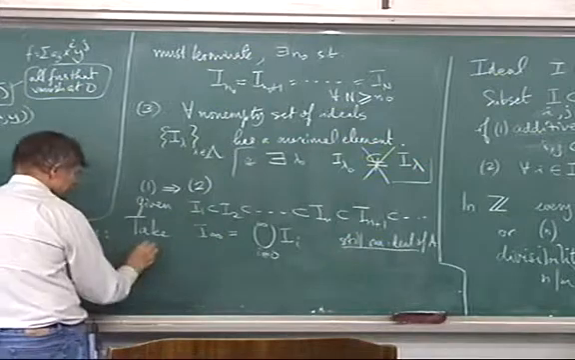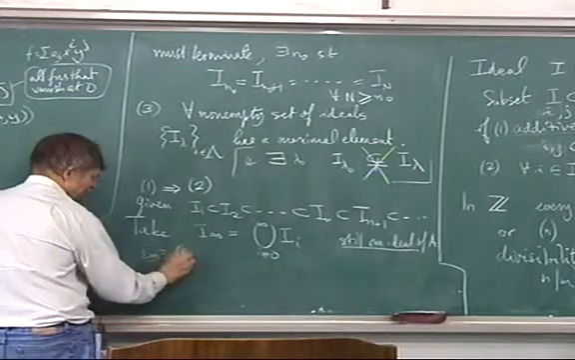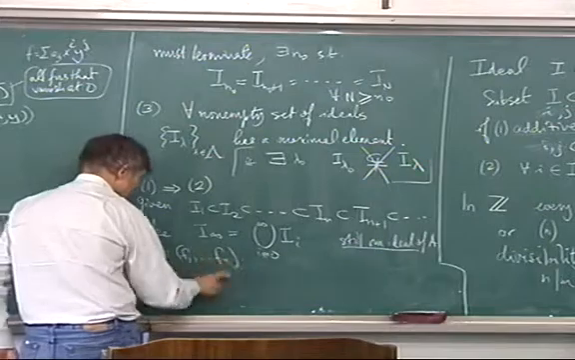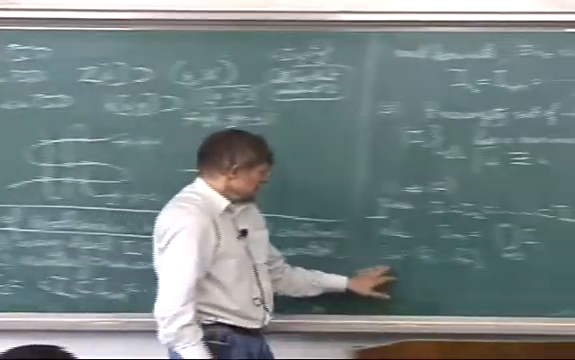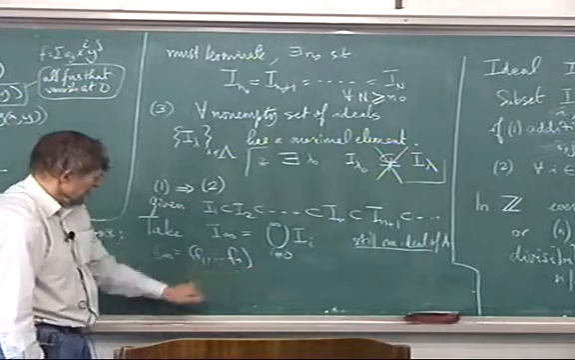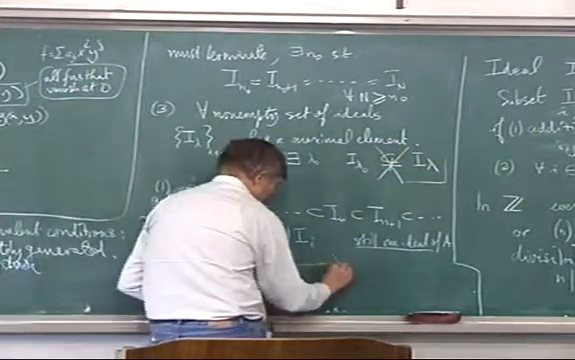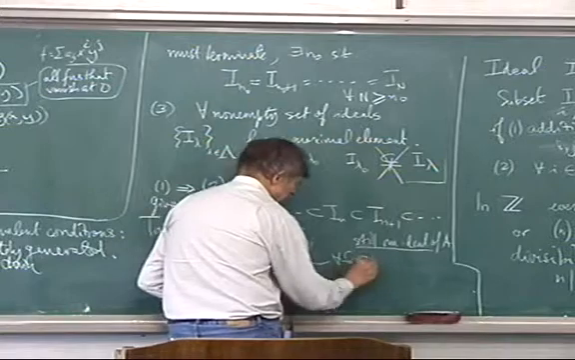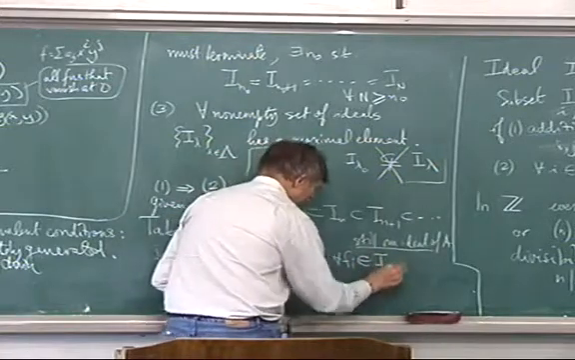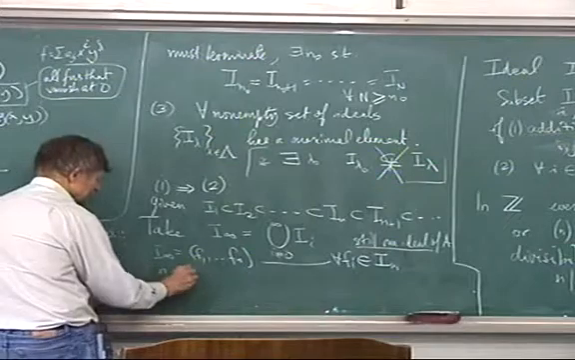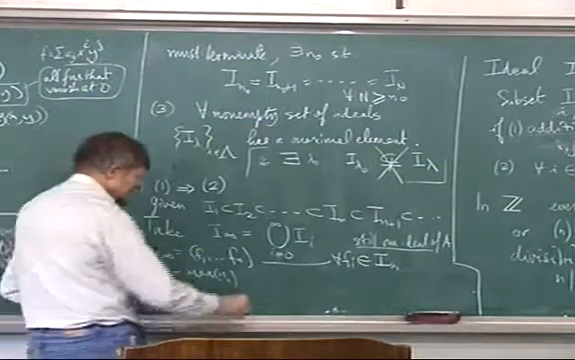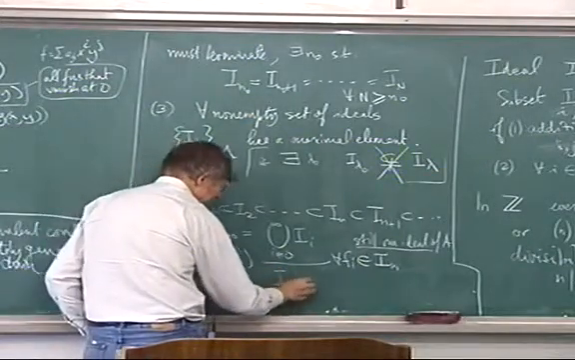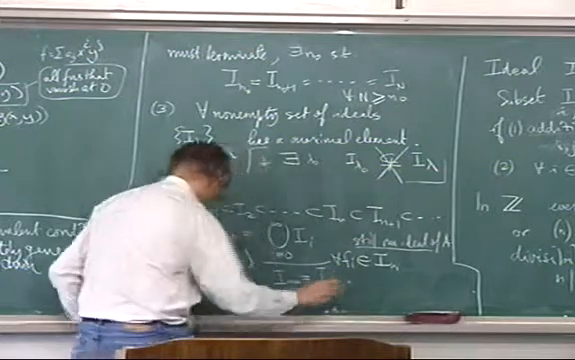And so if this I infinity is f1 up to fn, I'm assuming that every ideal is generated by finitely many elements. Then if this union is f1 up to fn, each fi belongs to some I_ni. And if I take n equals the max of the ni, then I'm home. Then I infinity equals I sub n.